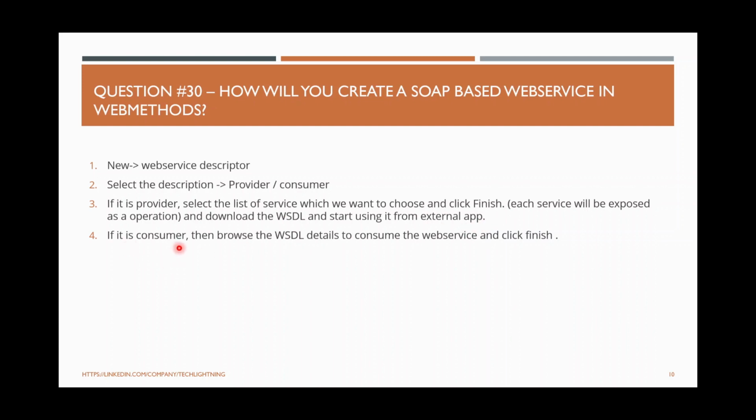Similarly, if I want to consume some web service, what will I do? If I want to consume any SOAP based web service, the application which is exposing that web service will give us a WSDL file. We will browse the WSDL details to consume the web service. When you do this consume web service, it will create the required connector for us, which is a web service connector, using which we will call that particular SOAP based web service from webMethods.